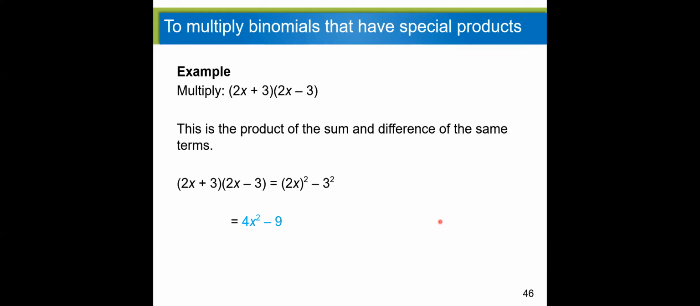If I give you a question like this, where you notice that the A terms and the B terms are in fact the same things, and one is addition and one is subtraction, then you know the answer is going to be in the form of A squared minus B squared. And lo and behold, 2x times 2x is 4x squared. 3 times 3 is 9. And this is subtraction between them. This is the form a squared minus b squared.